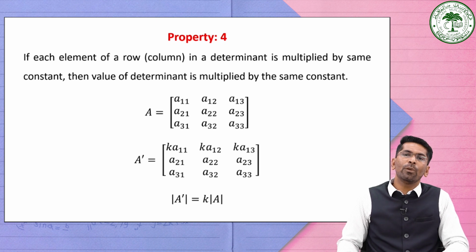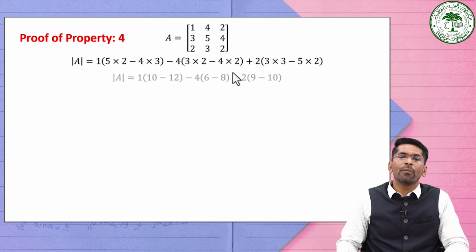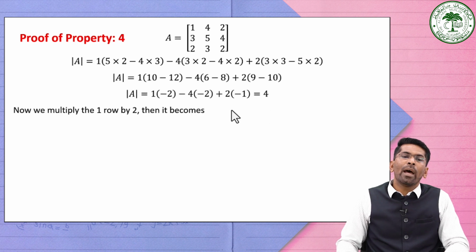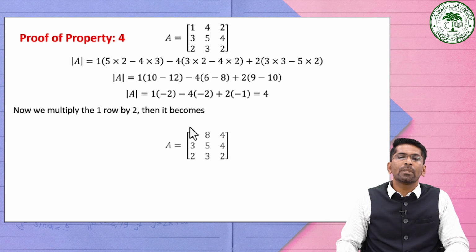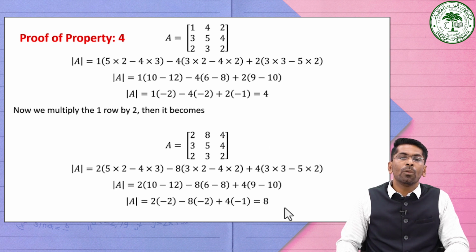We are going to prove it by using an example. We have a given matrix, and we have already calculated its determinant value, which is equal to 4. Now we are going to multiply the first row by 2. Each element in the first row we multiply by 2. Then it becomes 2 into 1 which is equal to 2, 2 into 4 which is equal to 8, 2 into 4 which is equal to 4. The remaining rows are as they are. Now again we find the determinant value, and here it is 8.